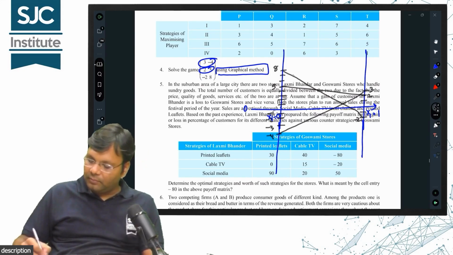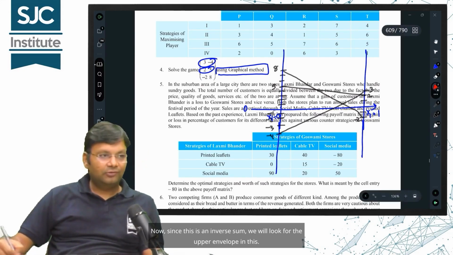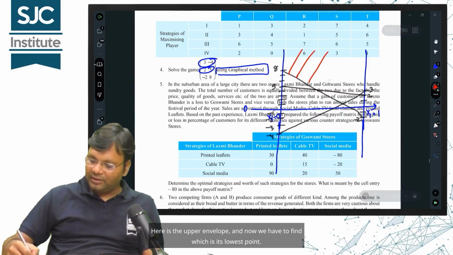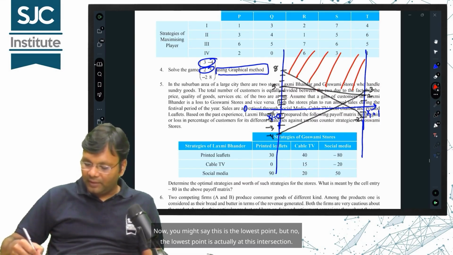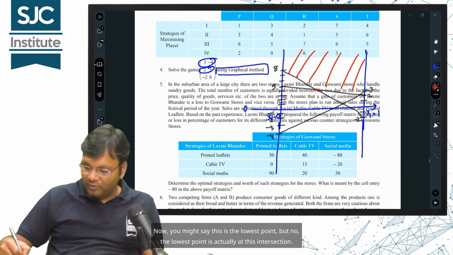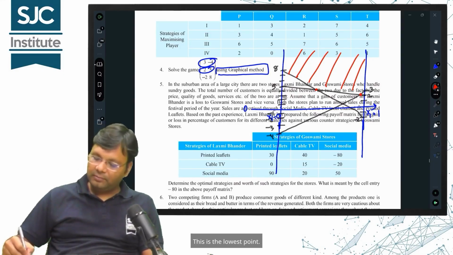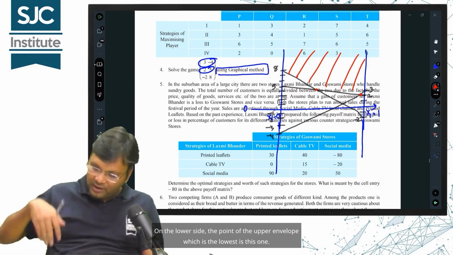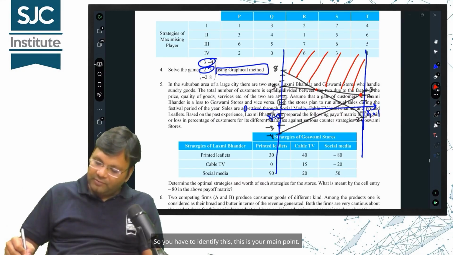But now, since this is an inverse sum, we will look for the upper envelope in this. Here is the upper envelope and now we have to find its lowest point. Now, you might say this is the lowest point, but no, the lowest point is actually at this intersection. On the lower side, the point of the upper envelope which is the lowest is this one. So you have to identify this. This is your main point.